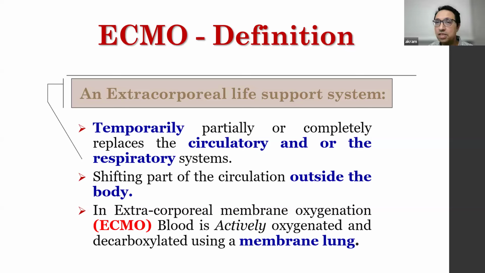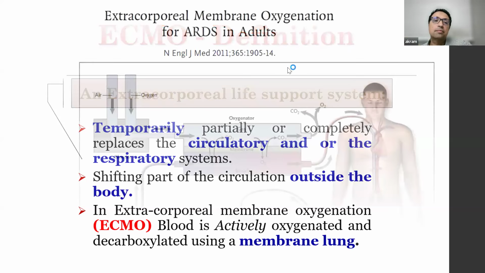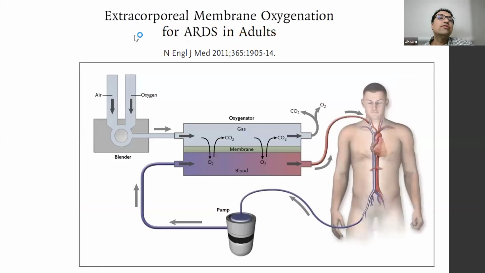It works by shifting part of the circulation outside the body. It has a membrane lung, similar to the dialysis machine's kidney membrane. So this oxygenates the blood during the operation. You can see here the gas exchange across the membrane according to concentration and pressure gradients. So the blood is actively oxygenated.